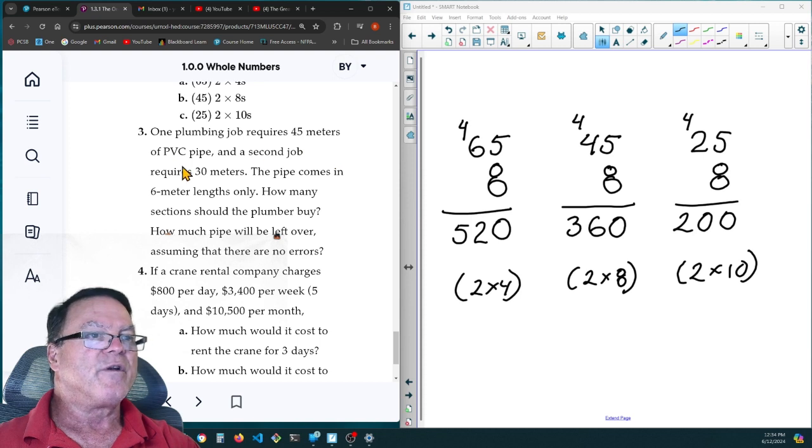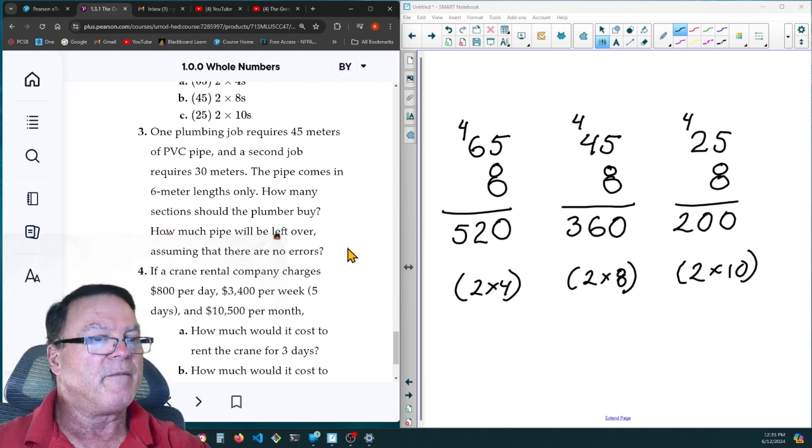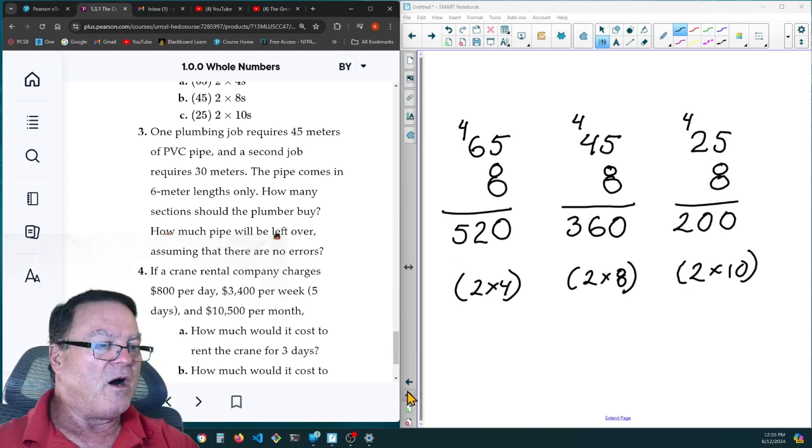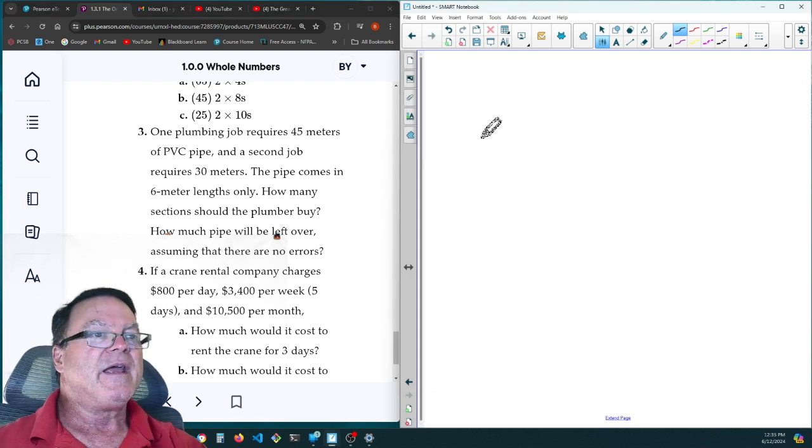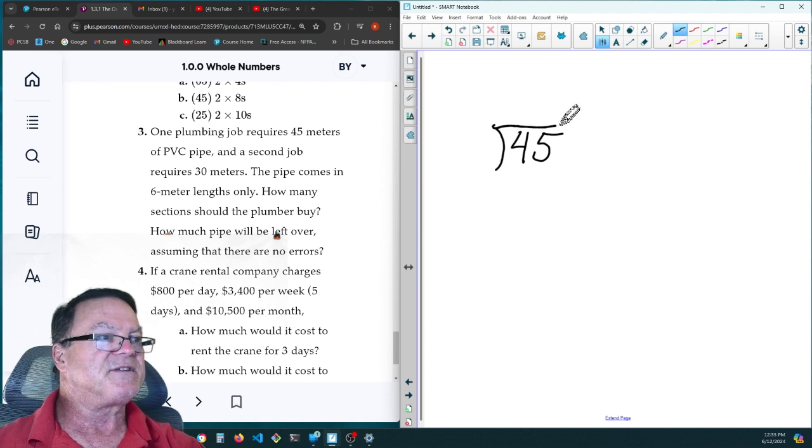One plumbing job requires 45 meters of PVC pipe, and a second job requires 30 meters. The pipe comes in 6-meter lengths only. How many sections should the plumber buy? Well, that's a good question. How much pipe will be left over, assuming that there are no errors? Okay. So on one job, he needs 45 meters of pipe. So if we have 45 meters divided by, each piece is 6 meters long.